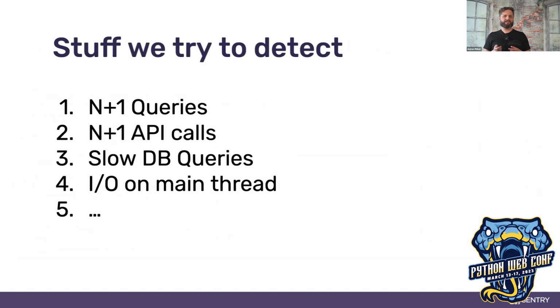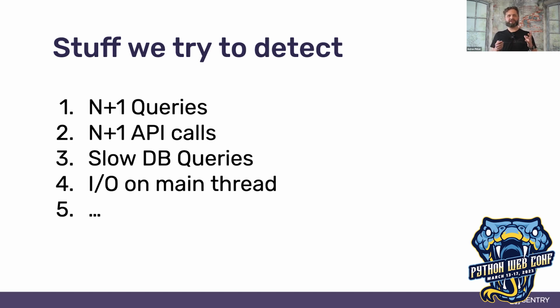And we also try to detect now not only N+1 queries, but more stuff. N+1 was the first, and now we are also detecting N+1 API calls. It's the same thing, but the request doesn't go to the database; it goes to some REST service somewhere. We also detect slow DB queries. And the fourth one is more for mobile apps, where you have the main thread that is used to render the UI of your app. If you have file IO on this main thread, it's not good. So we detect this too.